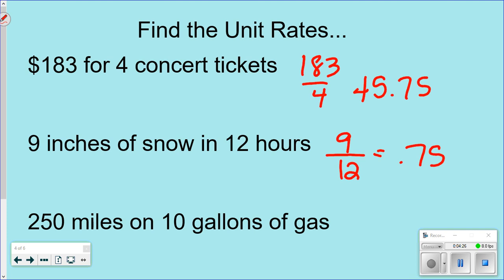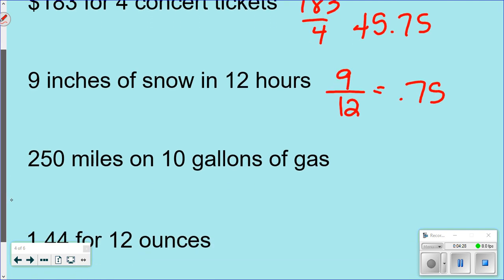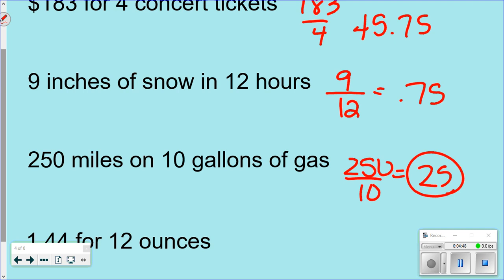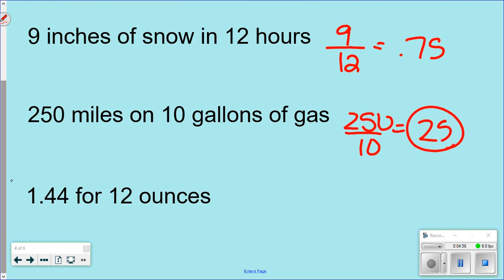The last one is another unit rate a lot of people use: miles and gallons. Sometimes when I go to the gas pump and fill up my gas tank, I want to know how many miles I went on the gallons of gas I put in my car, to see how many miles per gallon I'm getting. That's a big deal when you buy a car. So 250 divided by 10 means I'm getting 25 miles for every gallon of gas. The more miles per gallon, the better gas mileage you get. You're not going to have to buy as much gas, so that's why it's super important for everybody.